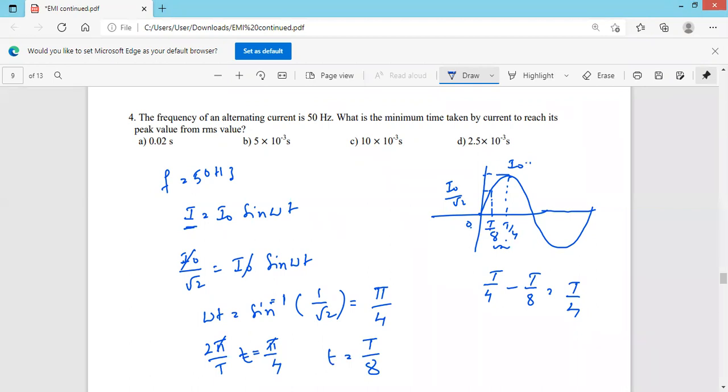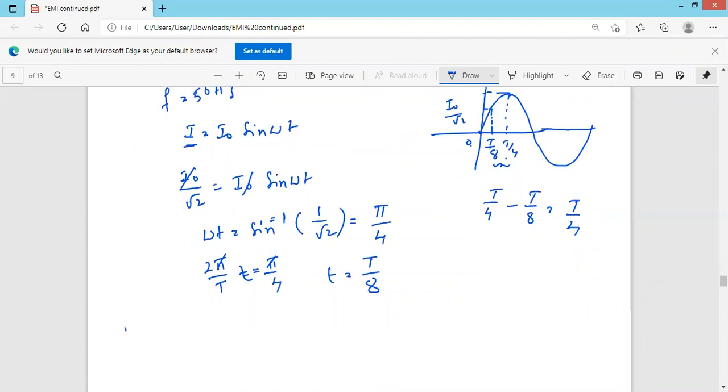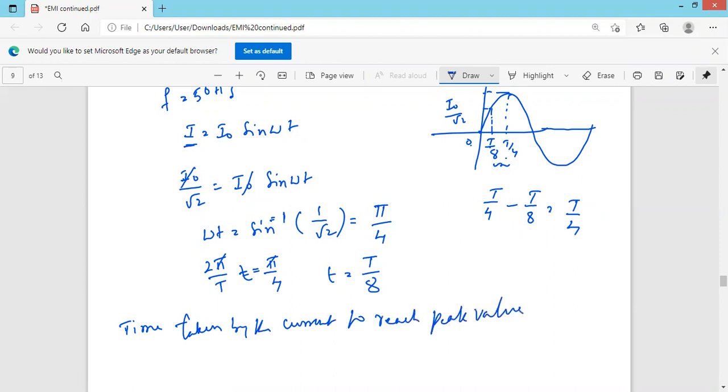So therefore, the time taken by the current to reach peak value from RMS value is T by 8.